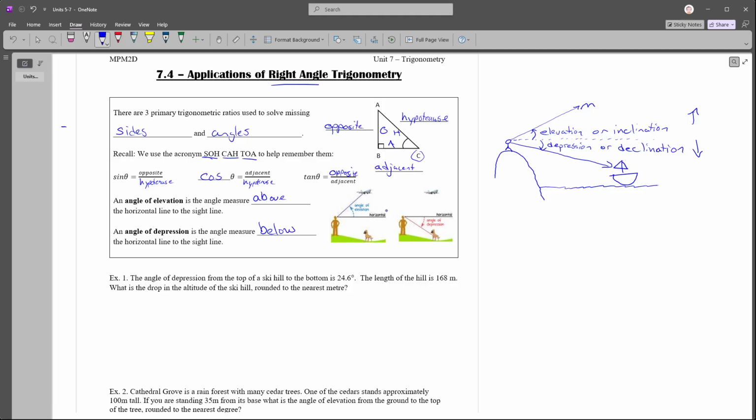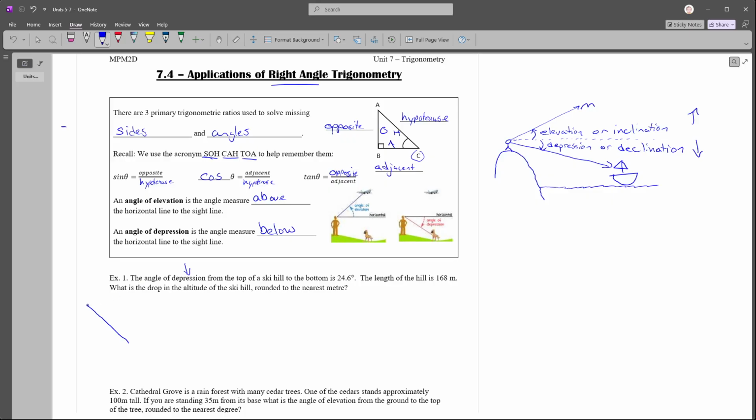So if you're looking up from the horizontal, that's elevation; looking down from the horizontal, that's depression. So let's give this a try. The angle of depression, so we're looking down, from the top of a ski hill. Imagine we have a ski hill that goes in a nice line down here, and you're looking at the top of this ski hill. The angle of depression from the top of the ski hill is 24.6 degrees.